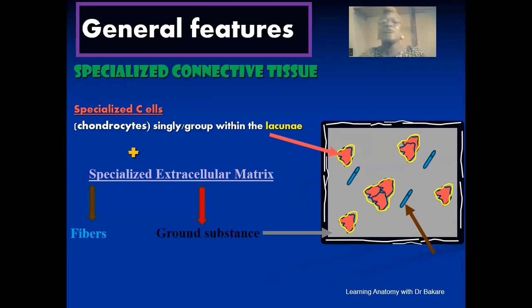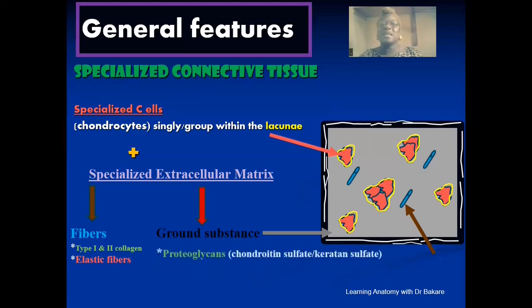So you see that we have two major structural components. We have the specialized cell, which is the chondrocyte, embedded in a space that is referred to as the lacuna. Then we have the specialized extracellular matrix, which is the compartment that is located outside the cellular compartment. And this is further divided into the fibers and also the ground substance. So for the fibers, specifically for cartilage, we could either have the type 1 or type 2 collagen fibers, or we have the elastic fibers. So we have these distinct types of fibers within the cartilage.